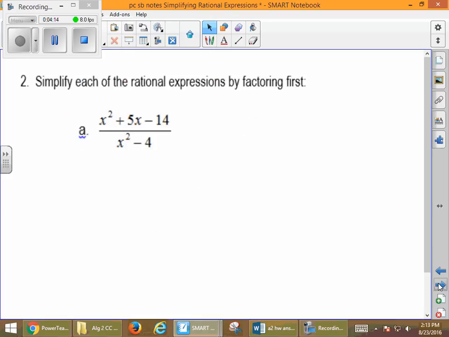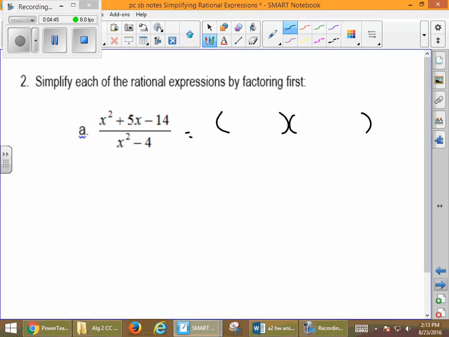But why do we spend this time becoming factor masters again? Well, it's really an essential skill in your mathematics life. And it depends on what you're going to do after the fact. But in math, you really, really, really want to know how to factor. So it says simplify each of the rational expressions by factoring first. The good news here on this first one is we can factor.